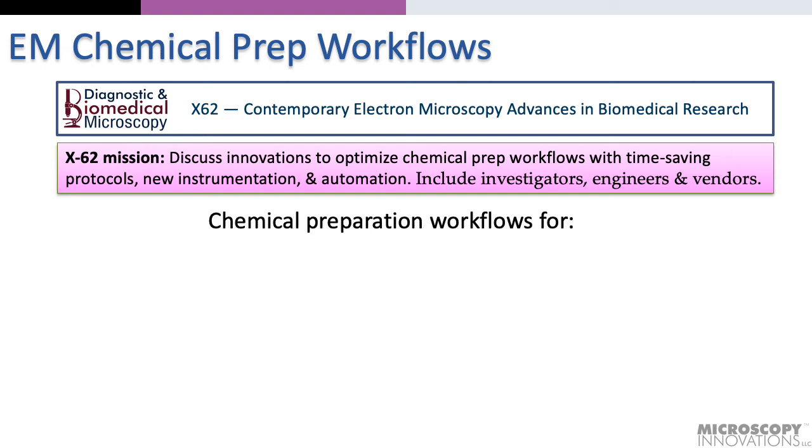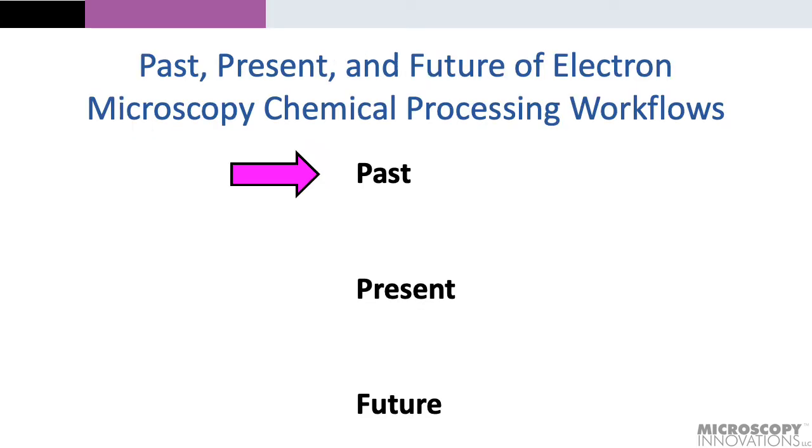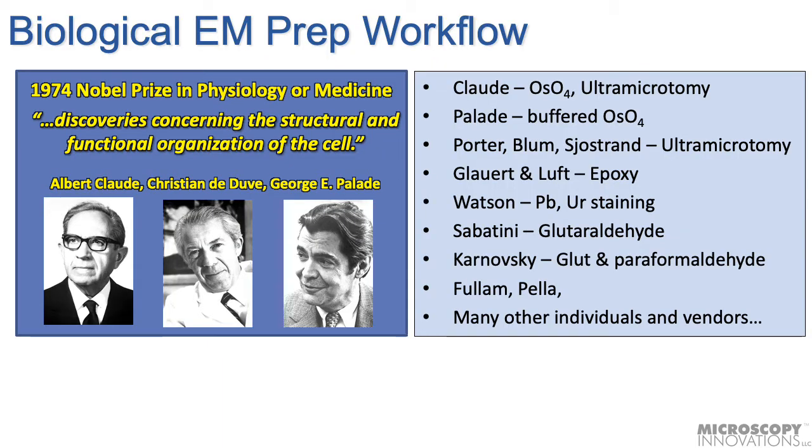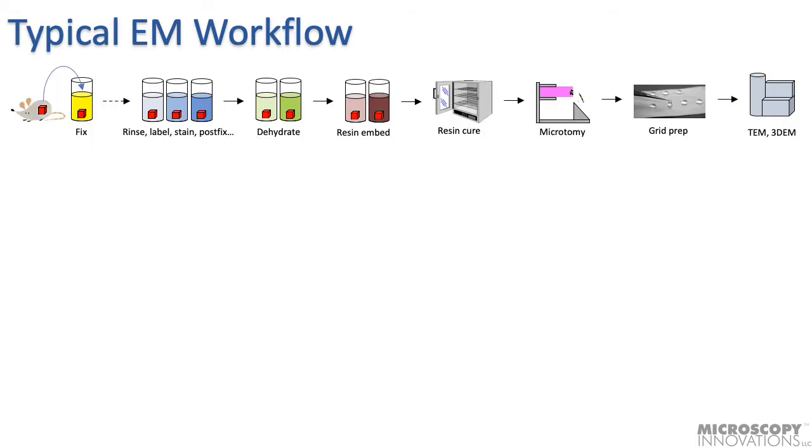I'll review chemical preparation for three important EM applications: transmission EM, immunolabeling, and three-dimensional EM, principally serial block face SEM. In this presentation, I will begin at the beginning of biological TEM, look at the present, and provide my guesses of the future. The origin of chemical processing EM is the beginning of biological EM, and this began due to these and many other EM pioneers who created the chemical preparation workflows that we build on today, that include aldehyde fixation, osmium post-fixation, solvent dehydration, embedding, sectioning, and heavy metal staining.